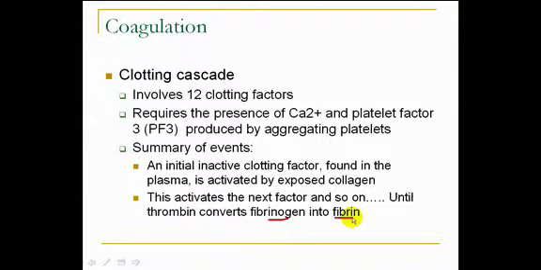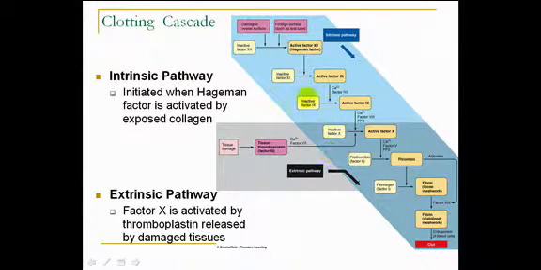One thing gets activated, which activates the next, and the next, and the next, until you get to activating thrombin, which converts fibrinogen into fibrin, and fibrin is your clot. Now let's look at it in a little more detail. These are the events of your clotting cascade. You have both what we call an intrinsic pathway, which happens within the blood vessel, and you have your extrinsic pathway, which gets activated outside of the blood vessel.